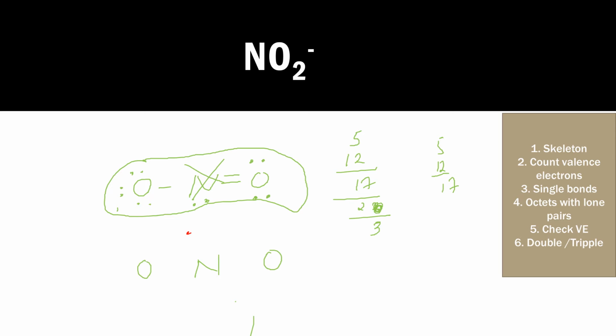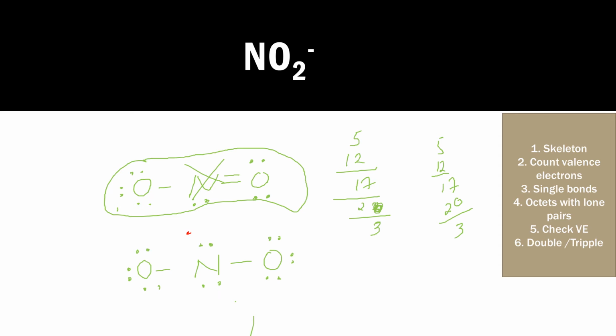Now single bonds. Now octet: 2, 4, 6, 8. 2, 4, 6. 2, 4, 6, 8. Now count valence electrons: 2, 4, 6, 8, 10, 12, 14, 16, 18, 20. 20 of them, and therefore 3 left over here.